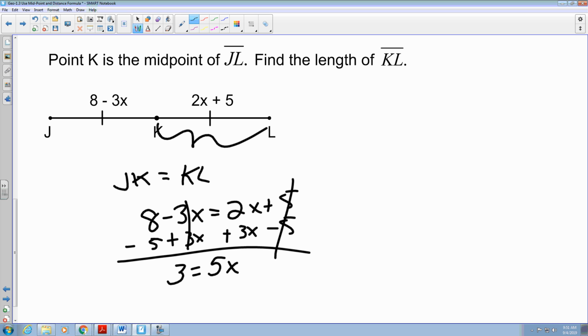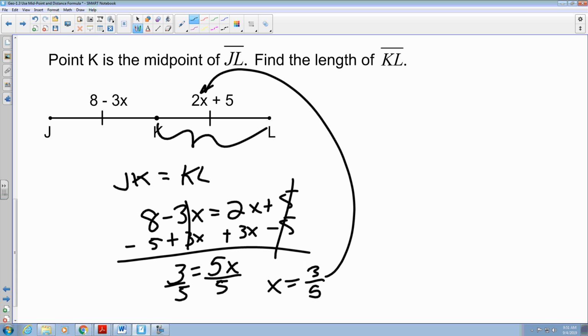And finally, divide by 5 on both sides. So x equals 3 over 5. If you want to write it as a decimal, it would be 0.6. And since they want us to find KL, we need to substitute this into the problem.